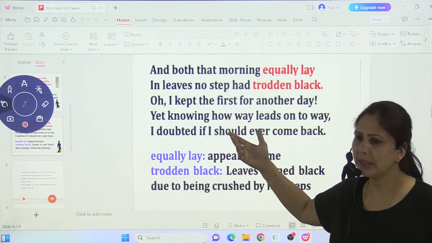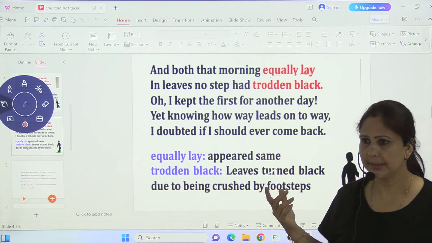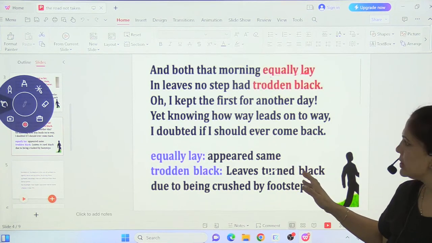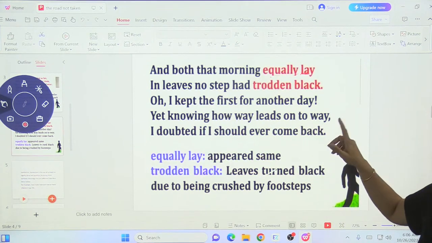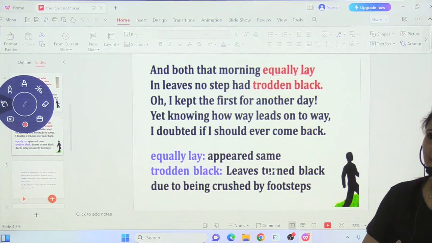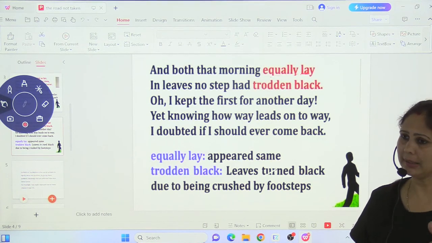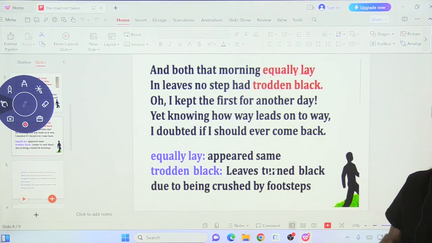Kya kar raha hai wo yahan par? Apne aap ko console kar raha hai. Console means दिलासा दे रहा है, अपने आप को समझा रहा है कि I will come again on this road. Yet knowing how way leads on to way, उसको भी पता है कि एक रास्ता है, वो दूसरे रास्ते के लिए जाता है. One way leads to another, and another leads to another. So it is not possible to come back to the same road again once he has travelled on that.